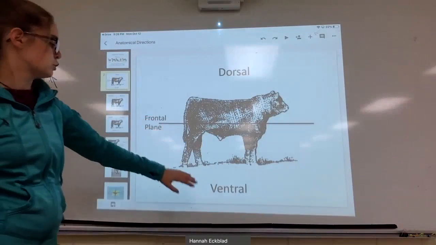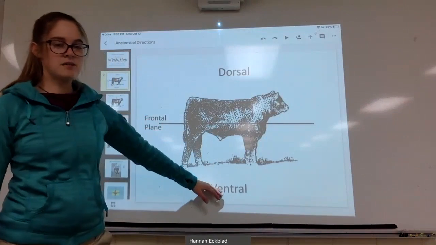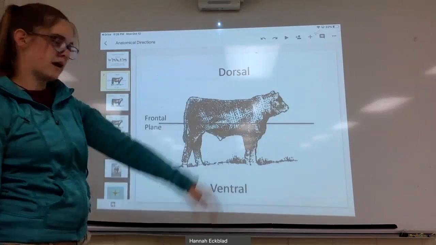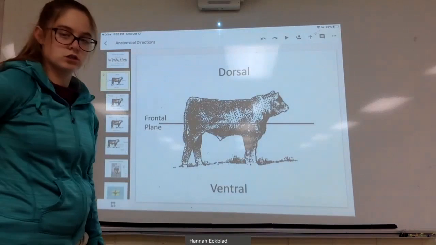So we've got the frontal plane. The tummy side is ventral. The back side is dorsal. Think like a dorsal fin.